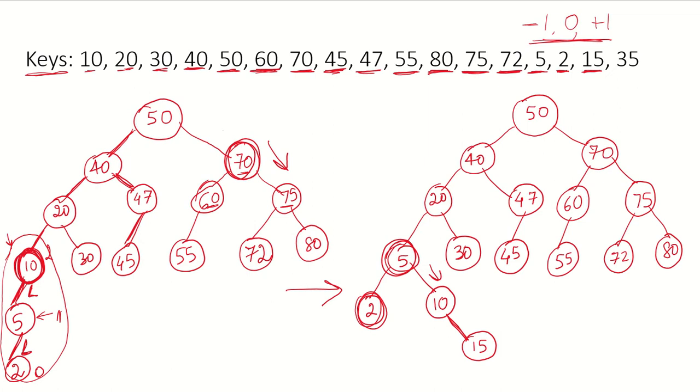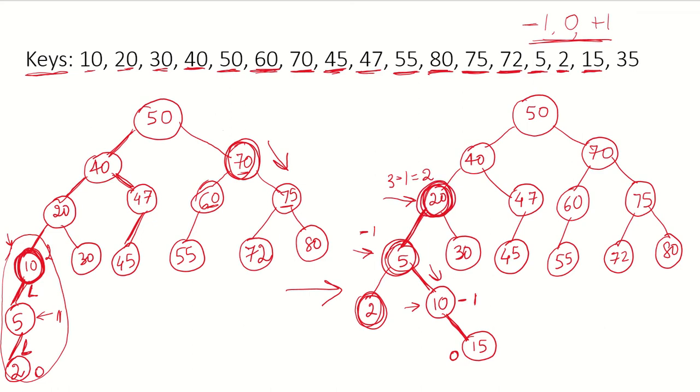Now let us see the balance factors. This is having a balance factor 0. This is having a balance factor of 0 minus 1, so minus 1. This is having a balance factor of 1 minus 2, so minus 1. This is having a balance factor of 1, 2, 3 minus 1, which is 2. So this node over here has now become the critical node.